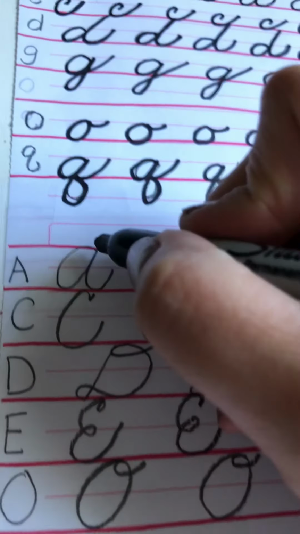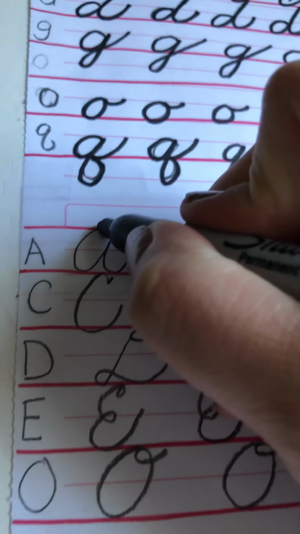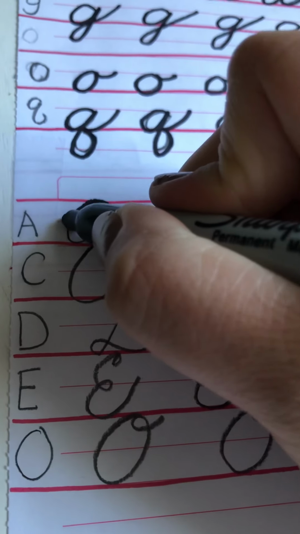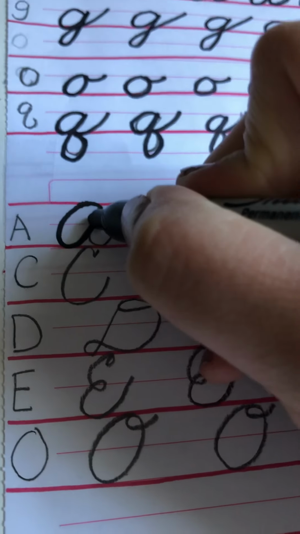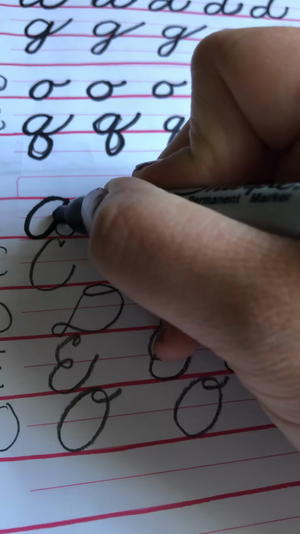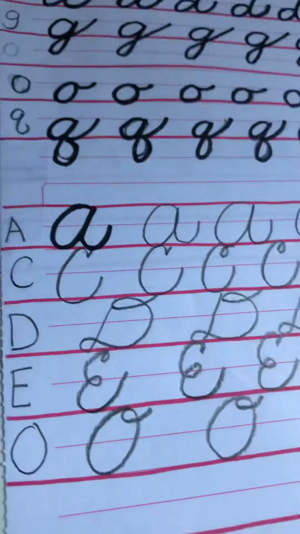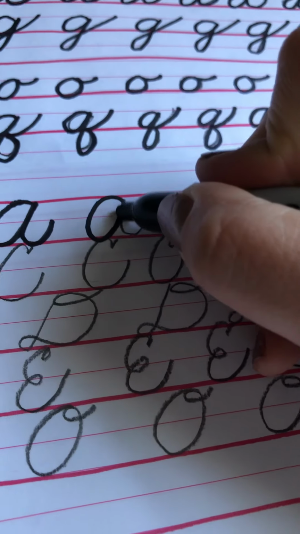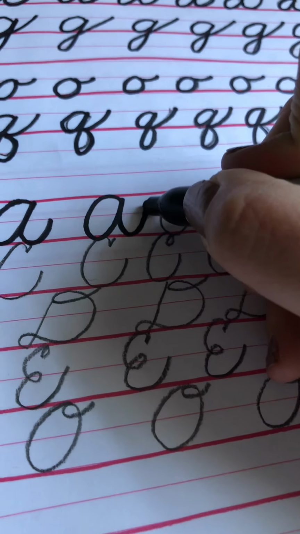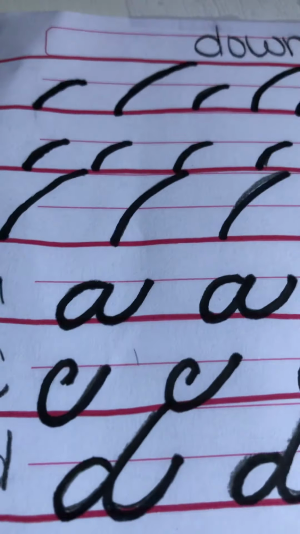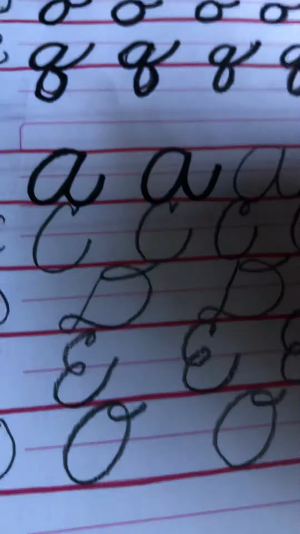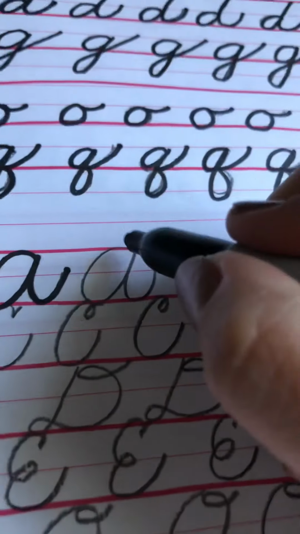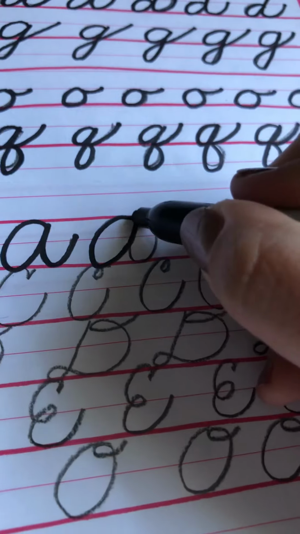So we have our A. We come around, we start at the top, go around, go all the way down, all the way back up. Without picking up your pencil, you're going to trace that line back down and then stop at the middle line. So it looks like one of your lowercase a's, except it's capital, so it starts at the top, but they're very similar to each other.